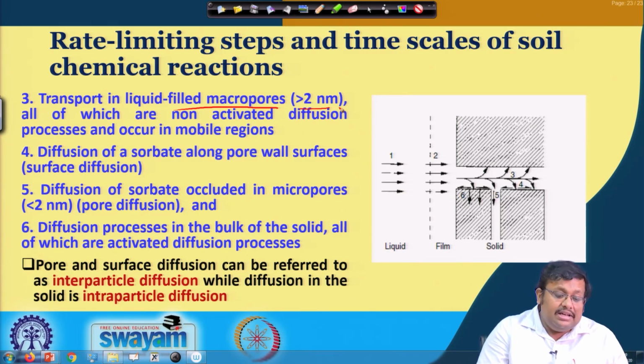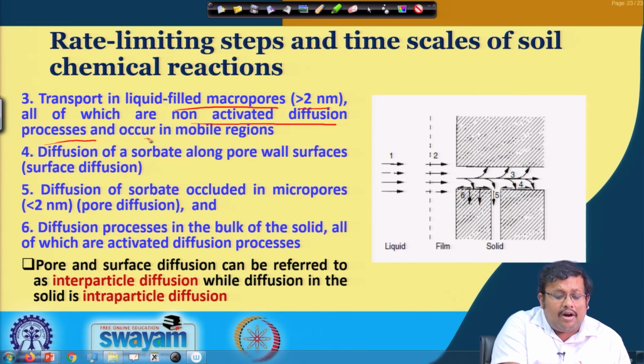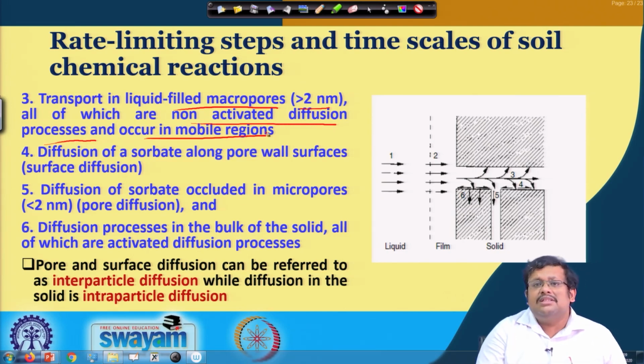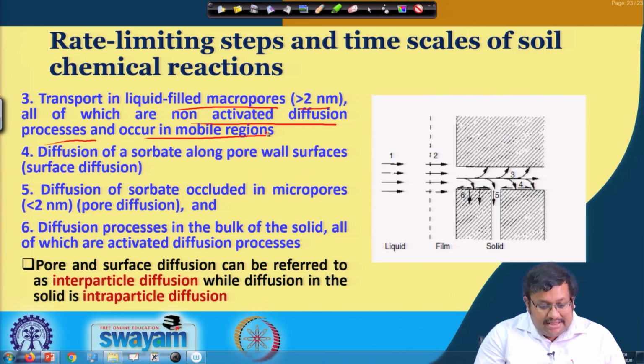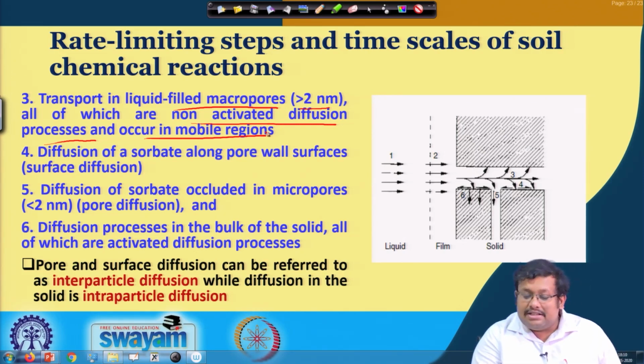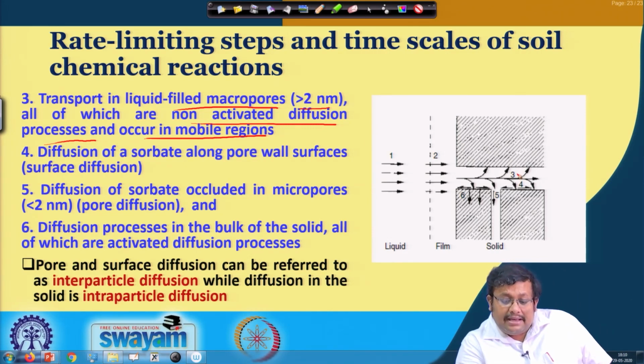The macropores are sometimes liquid filled or water filled. When the transport occurs in the liquid filled macropores, it represents non-activated diffusion processes and occurs in mobile regions. Non-activated means we do not need to provide any external energy to facilitate that diffusion. So, this is called non-activated diffusion process, and it occurs in the mobile region. You can see this is denoted by 3.